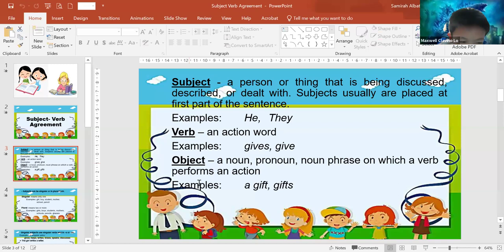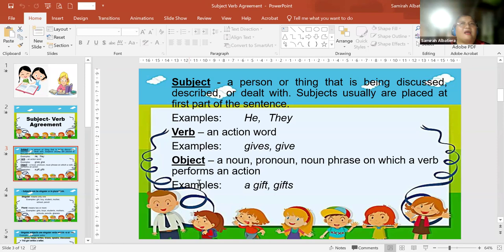If you're talking about the first person, I, although I is a singular subject, it is only me, right? I do not have to add S to the verb. I will have to use the original form of the verb. For example, I like ice cream. I do not have to say I likes ice cream. You only need to say I like ice cream, because you use the subject I.